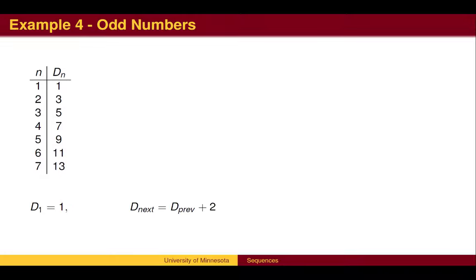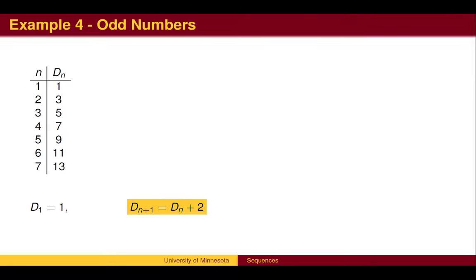Another way to define a sequence is with a recursive formula. Here are the positive odd numbers. We begin by specifying the first term. The first odd number is 1. We then specify how to get from one term to the next. To get to the next odd number, we add 2.